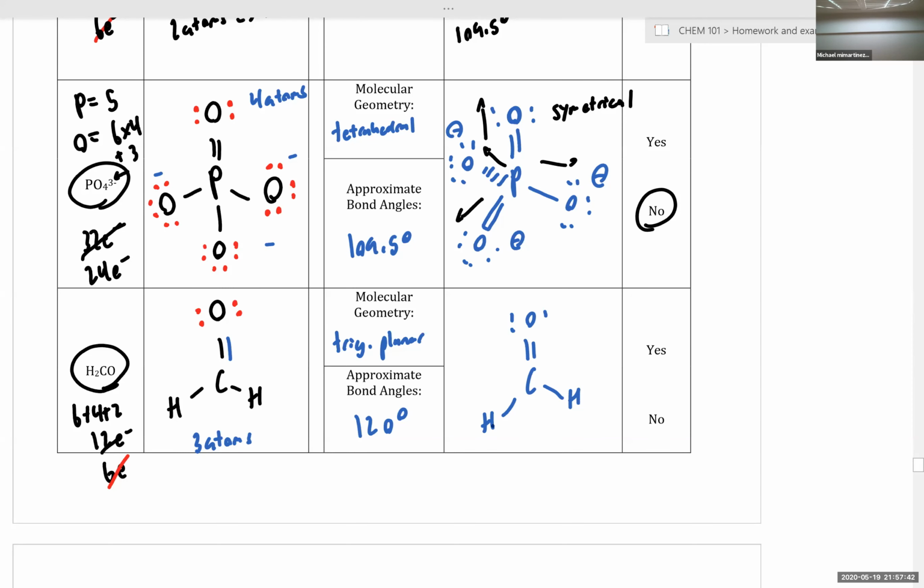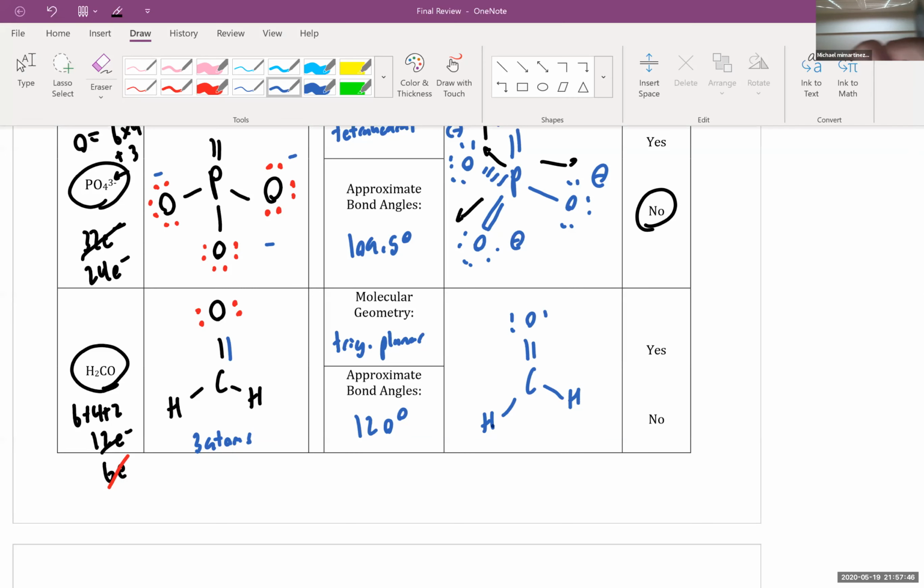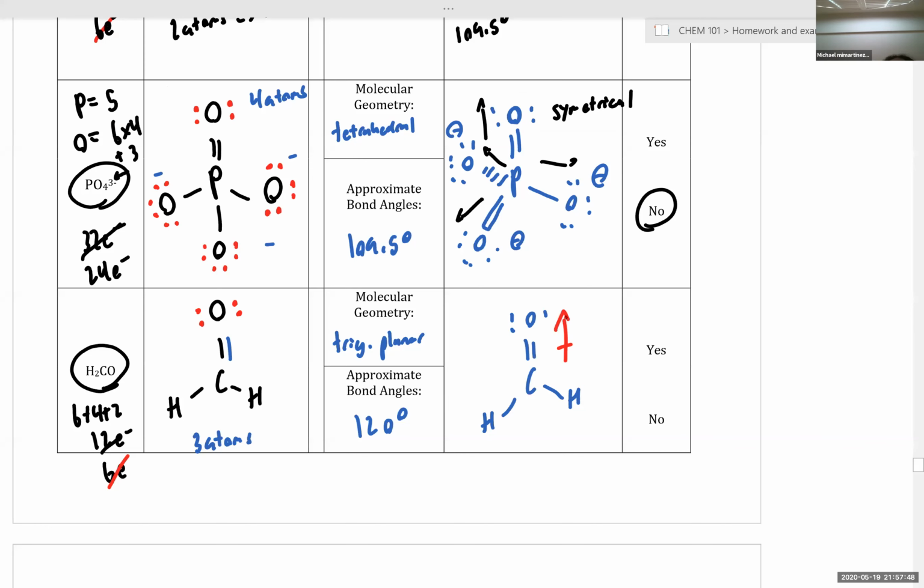Okay, is this molecule polar? So if we look at our polar bonds, does this molecule have a net dipole? Don't be shy to propose a response in chat.